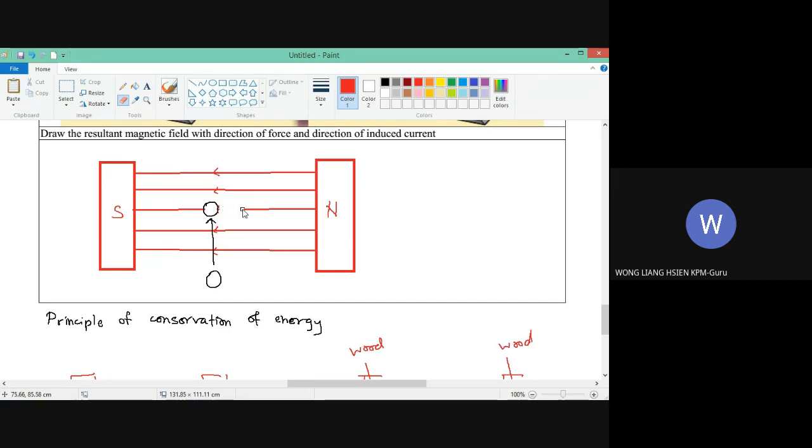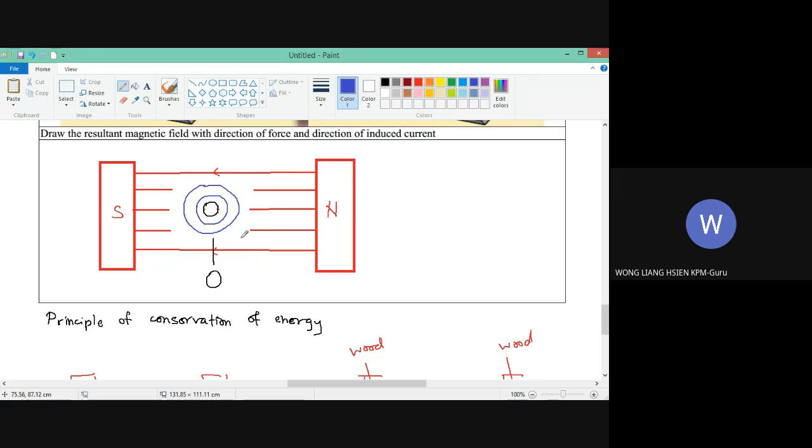So that means around this conductor, inside the magnetic field, there is a magnetic field, because this conductor has an electric current, an induced electric current. So the induced current produces a magnetic field. You see or not? It produces a magnetic field.